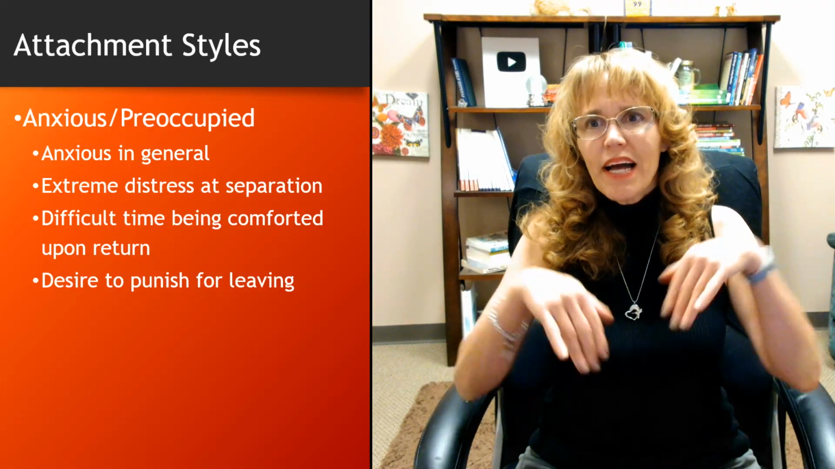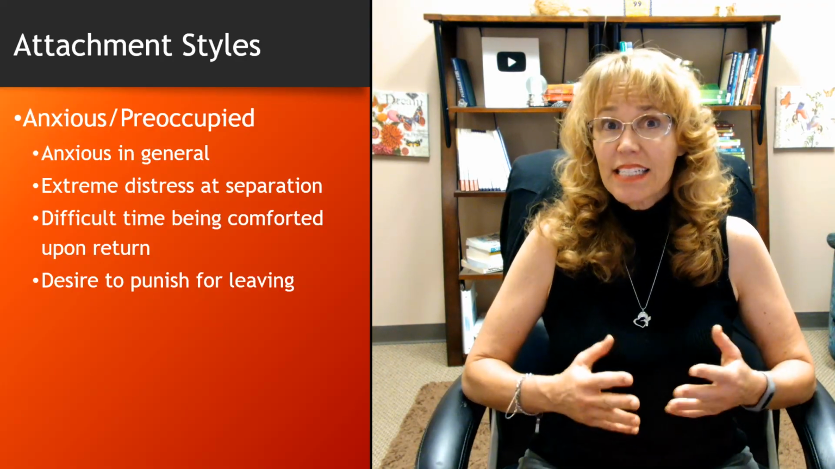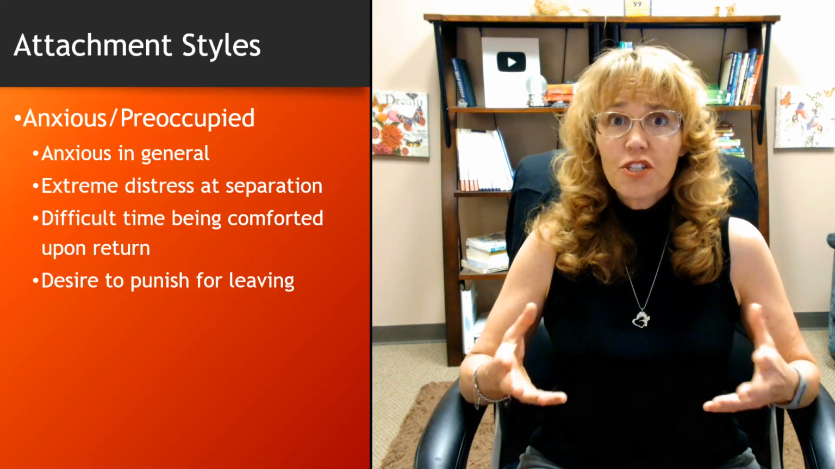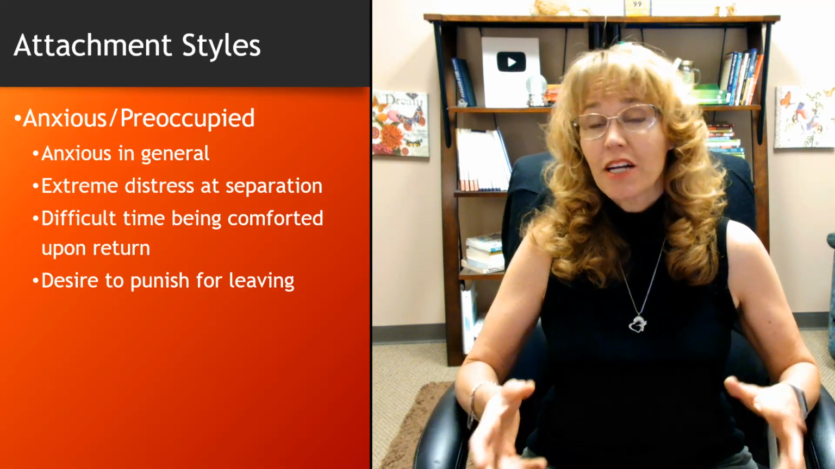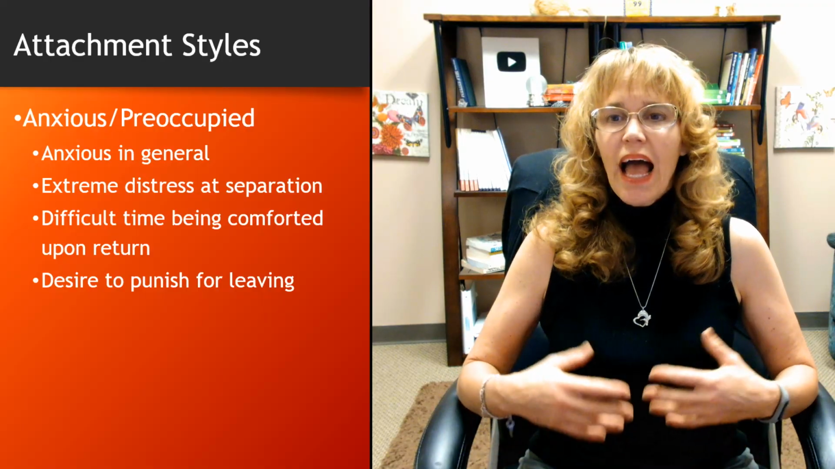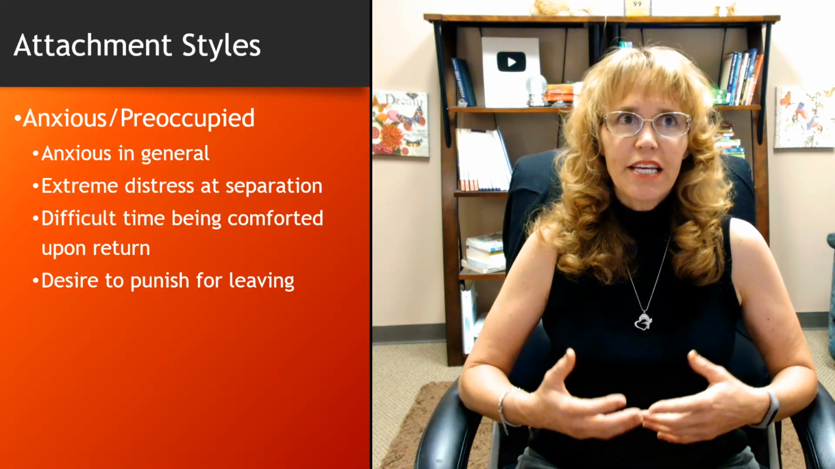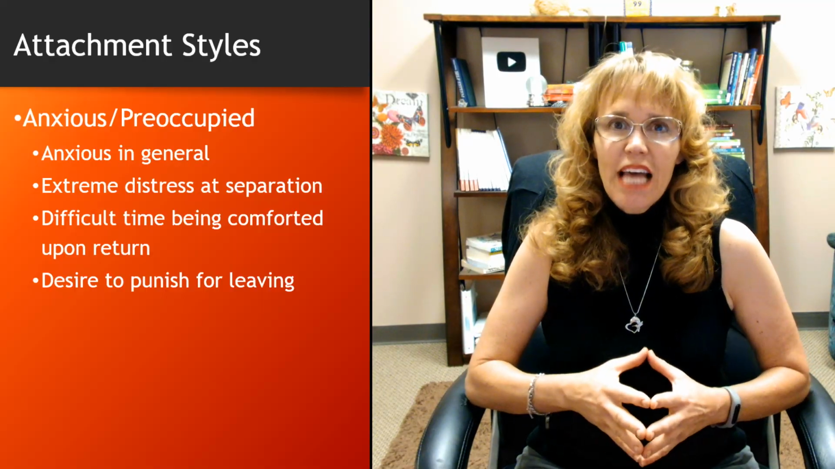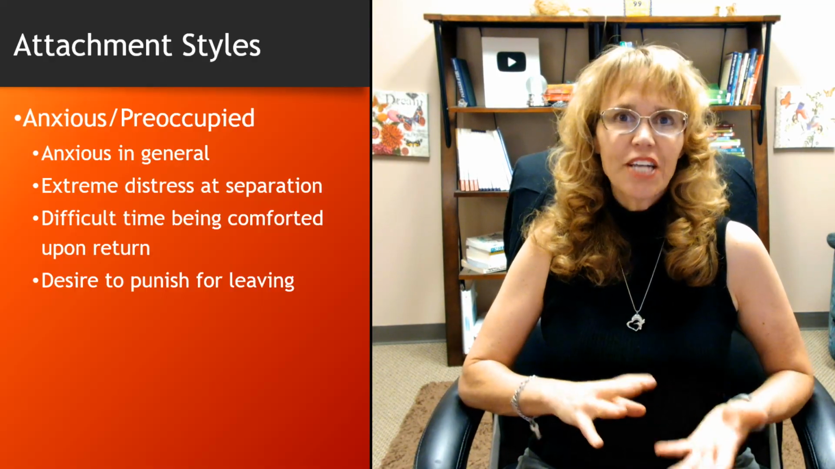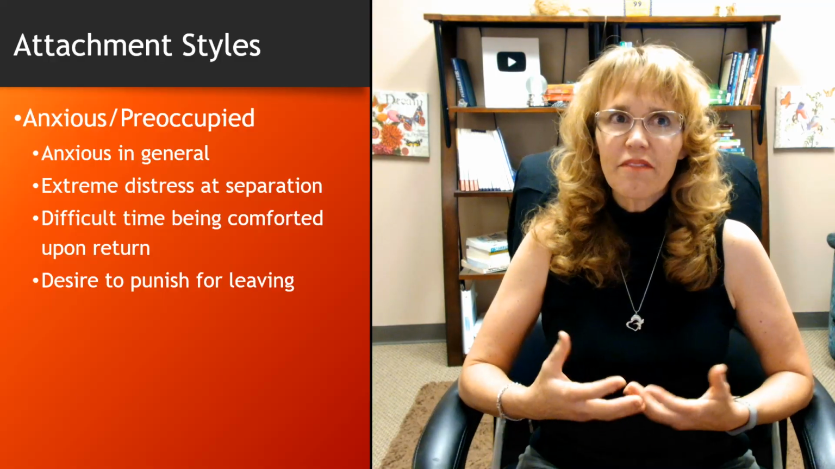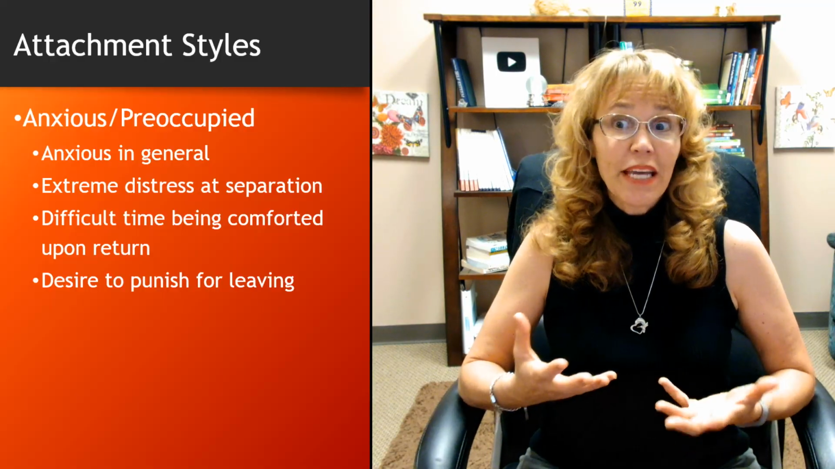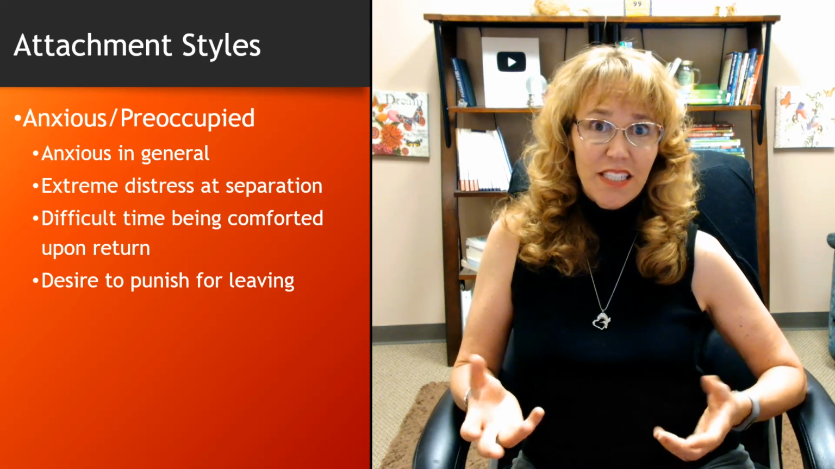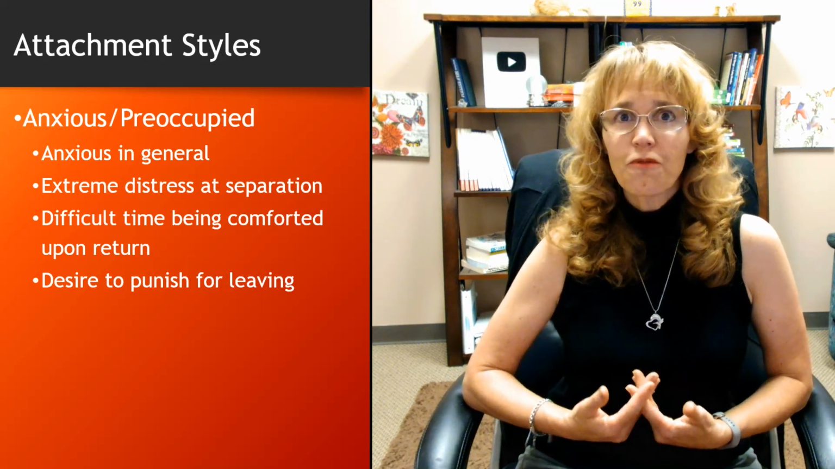So let's jump right into those attachment styles. I said they came in two basic flavors, secure and insecure. The first attachment styles we're going to talk about are the insecure ones. Anxious preoccupied is one of the most common insecure attachment styles. People who are anxious preoccupied have a high level of what we often call abandonment anxiety. In general, they're just very anxious. They don't feel safe. They don't feel empowered.